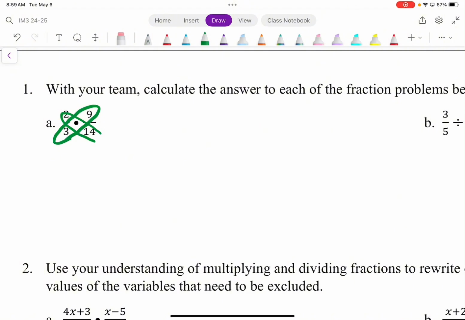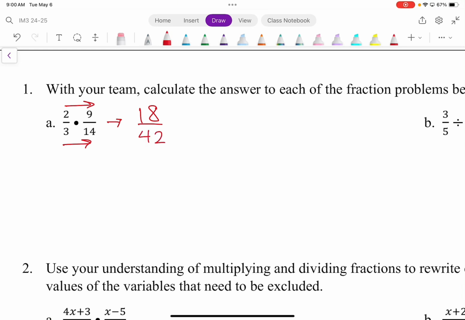Straight across the top and straight across the bottom. Very good. So we want to do this. We're going to go across and across. So if we go across, then I have 2 times 9, which is what? 18. And I have 3 times 14, or 14 times 3, which gives you 42.